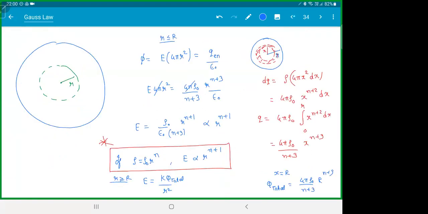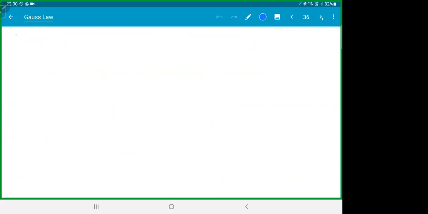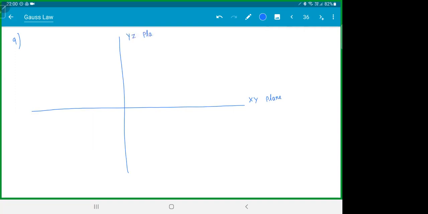Let's see a question. Remember the result sigma by 2 epsilon. I have two infinite sheets like this. This is the XY plane. This is the YZ plane. On this sheet, the charge is plus sigma. On this sheet, the charge is minus 2 sigma. And there are 4 points here, A, B, C, and D.